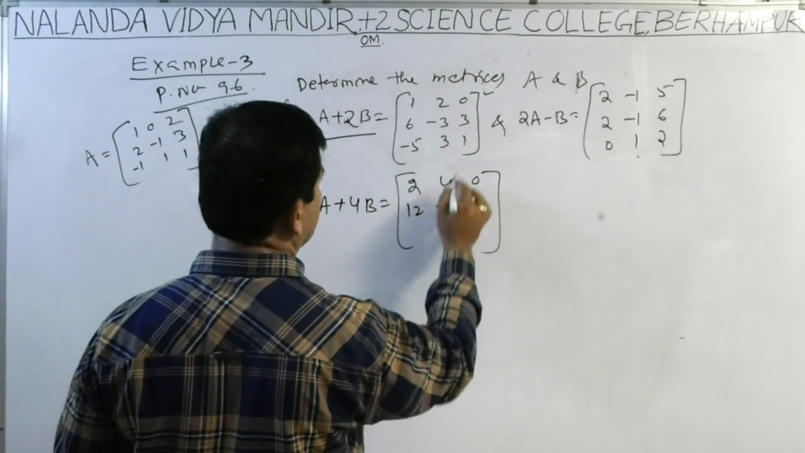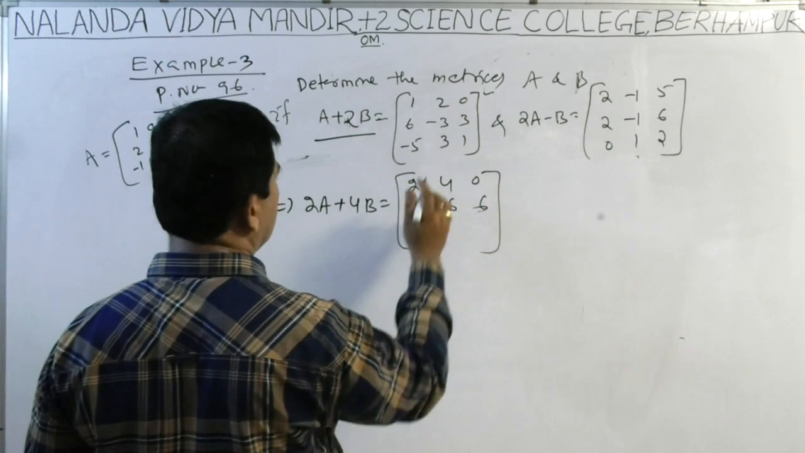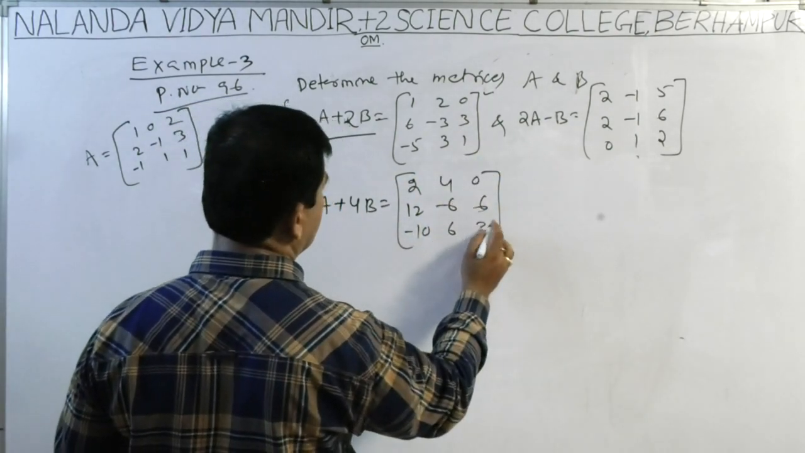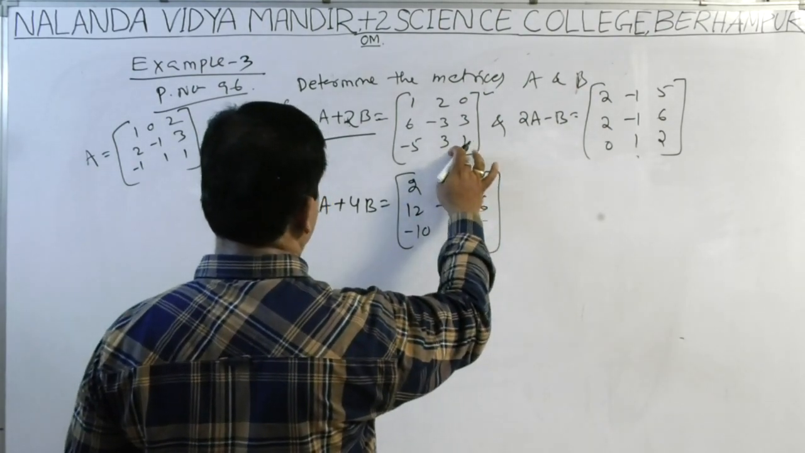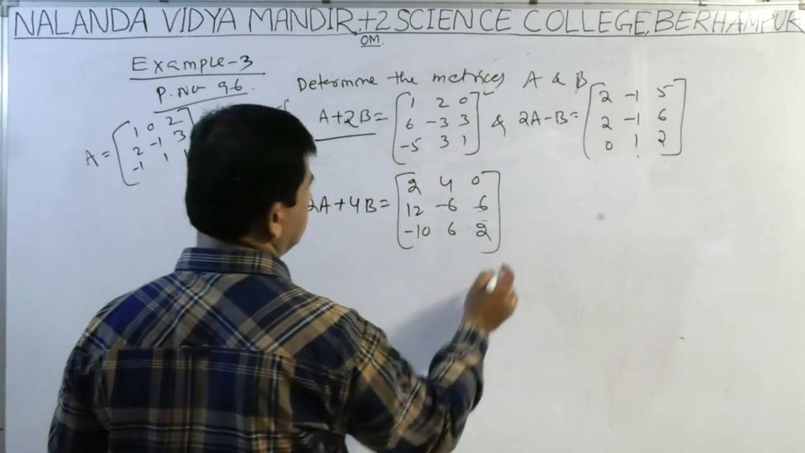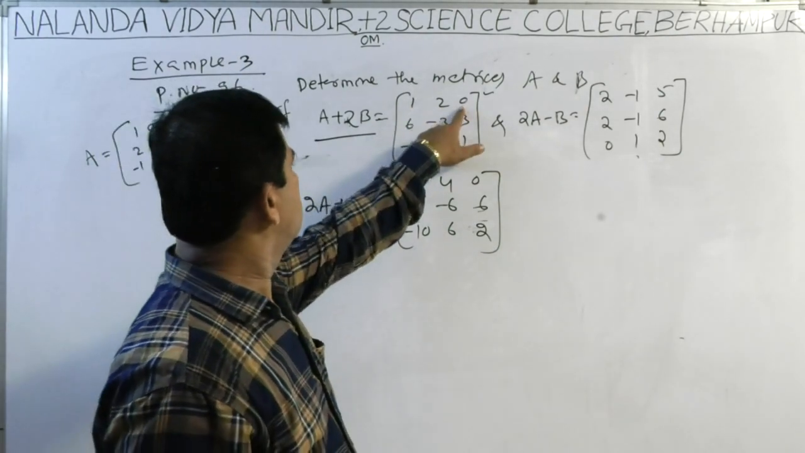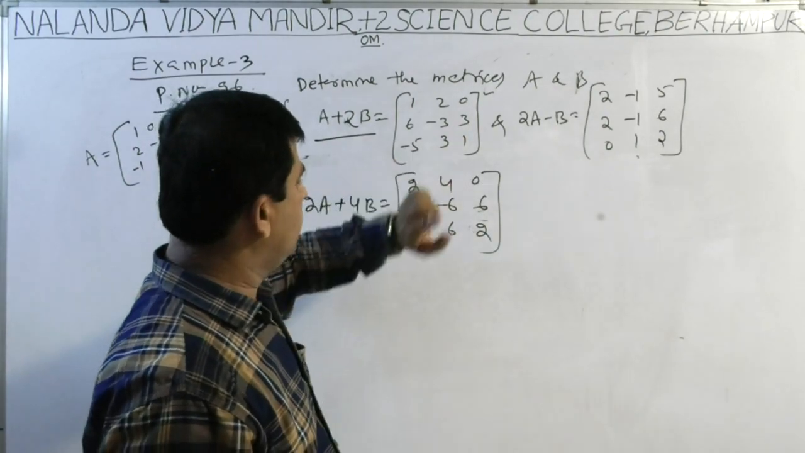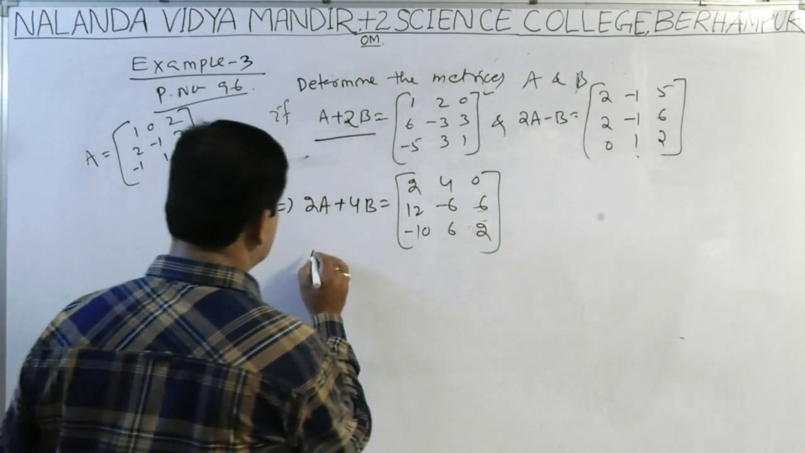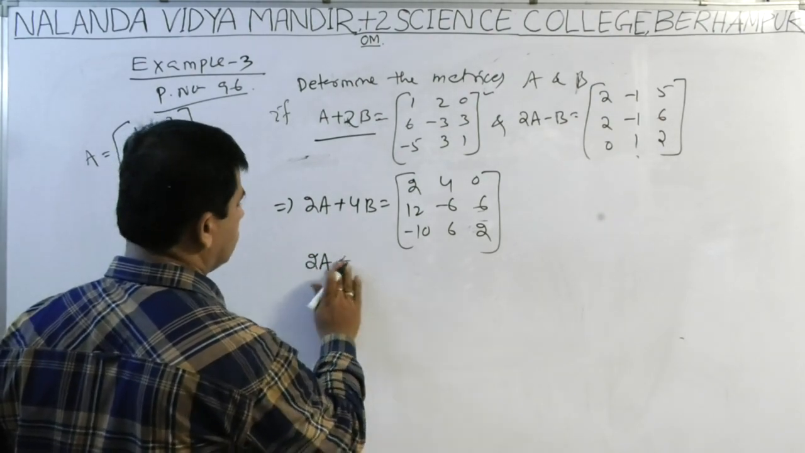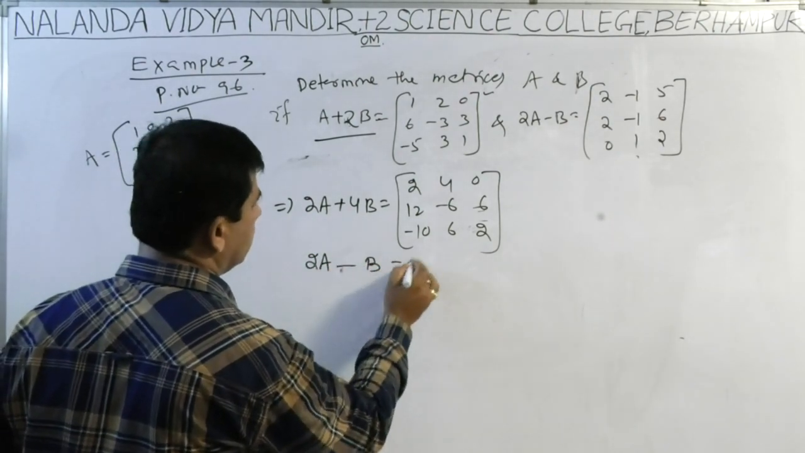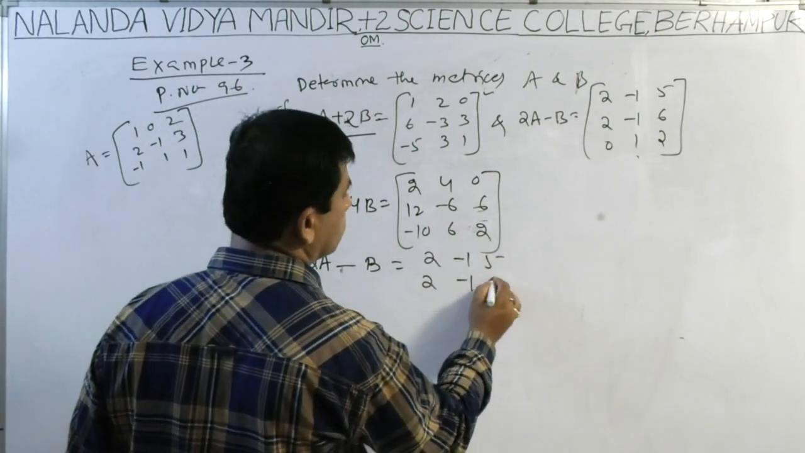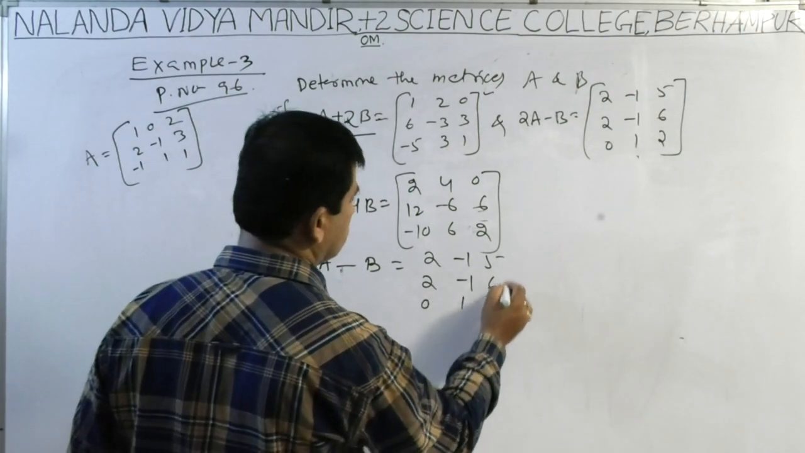12 minus 6 6 multiplied by 2, minus 10, 3 into 2 is 6, 1 into 3 multiplied by 2, 2 into 1 is 2. Okay, 2 4 0 12 minus 6 6 minus 10 6 and 2. Okay, here 2a plus b, 2a minus b is equal to 2 minus 1 5 2 minus 1 6 0 1 2.